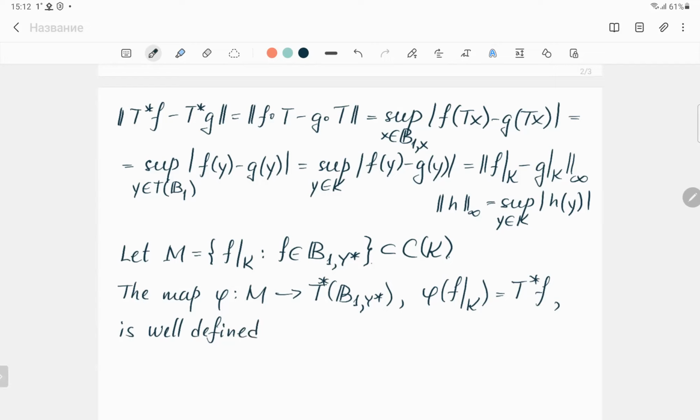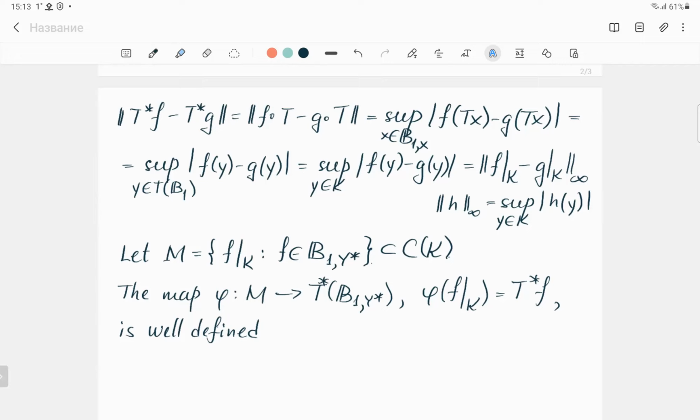Potentially, it could happen that two different functions, two different functionals, f and g, have the same restriction to K, and we must show that in this case, the right-hand side will be the same if we replace f by g. But this follows from this chain of equalities, because if we have two linear functionals f and g such that the restrictions to K are the same, then we have 0 here, and therefore we have 0 here. And so their images under T star are the same. And so that shows that our map phi is well defined.